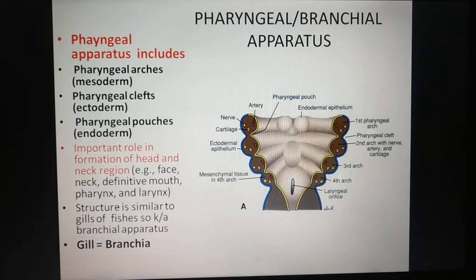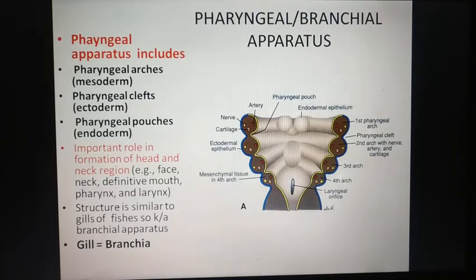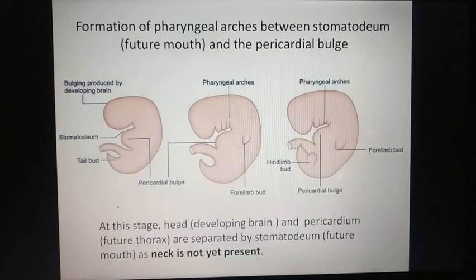These are pharyngeal arches, which are mesodermal, pharyngeal clefts, which are ectodermal in origin, and pharyngeal pouches, which are endodermal. This pharyngeal apparatus has an important role in formation of the head and neck, like structures such as face, neck, mouth, pharynx, and larynx.